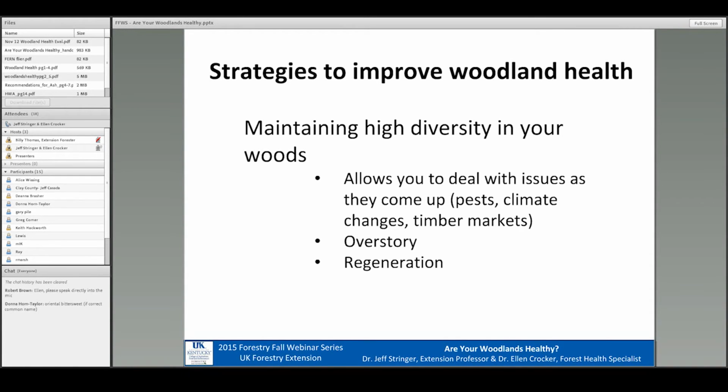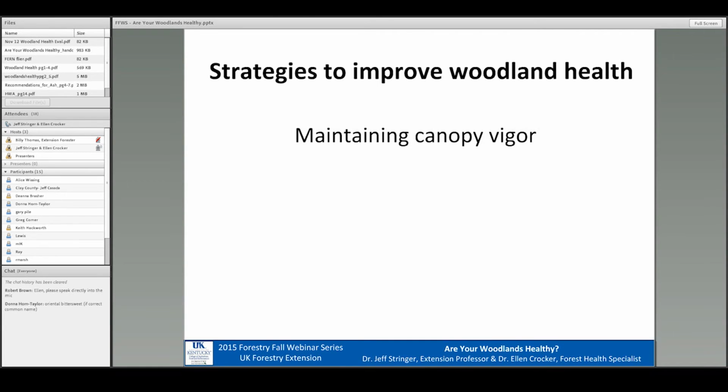Okay, so we talked about maintaining canopy vigor, of course, a few minutes ago. I talked about it from the standpoint of analyzing the vigor of the different crowns of the trees, that kind of thing. Ellen presented different ages and brought that into the picture as well. So, obviously invasives are an issue as well. Yeah, and that can relate to what Jeff was just mentioning.